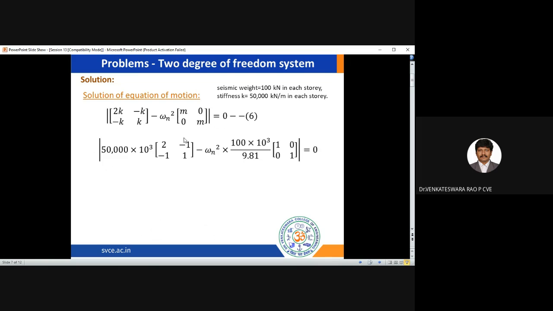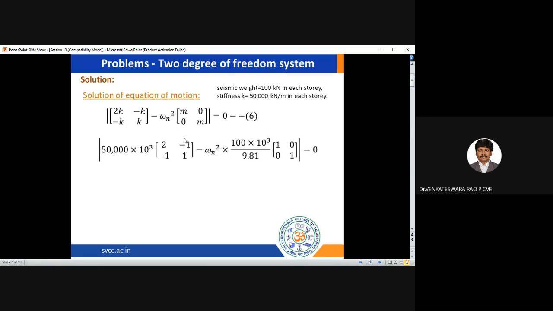Before that, we can substitute the mass values and the stiffness values given in the problem. In our problem, the seismic weight is given, and don't worry about the zone number or the importance factor, all those things are not required to analyze this problem in this manner. What we are trying to do is only find the natural frequency and mode shapes of the vibration of the structure. So with the given seismic weight and stiffness, that's all we are trying to analyze here.